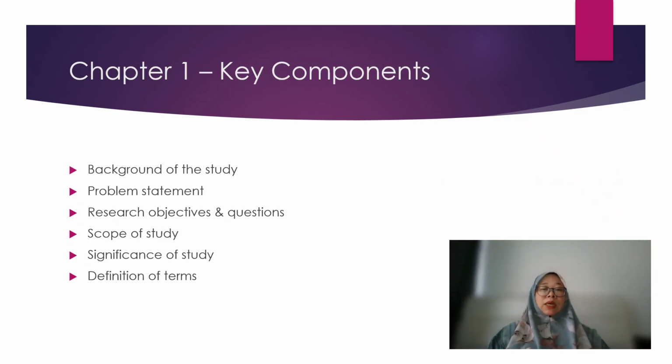So chapter 1 sets the stage. You start with a clear background that introduces the research context. Your problem statement should highlight the existing issues or the research gap. The research objective and question should be able to translate the problem statement into a measurable direction. So don't forget to define your scope, what the study will and will not cover. The significance section explains why the study matters, and the definition of the important concepts or variables should also be included.